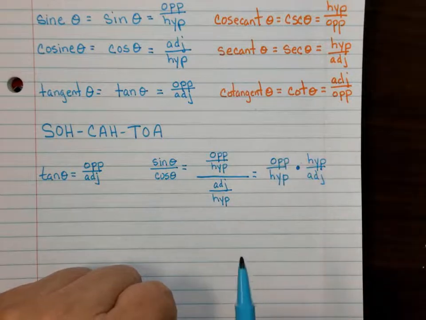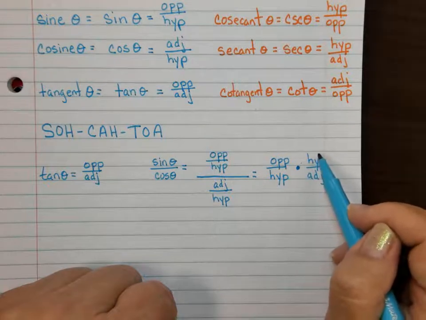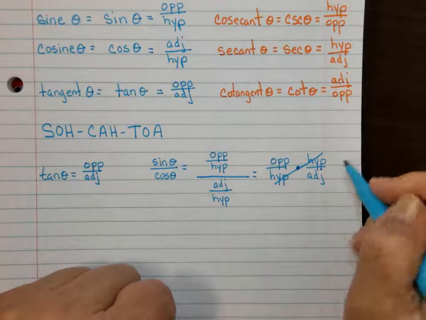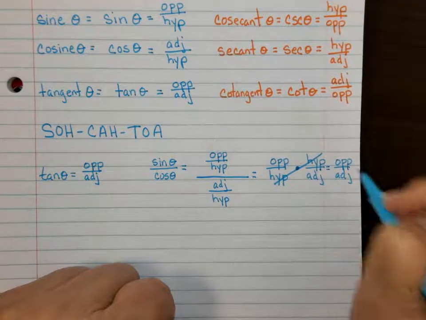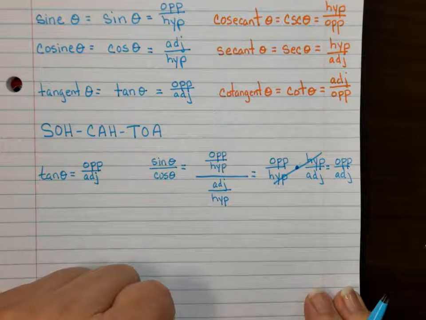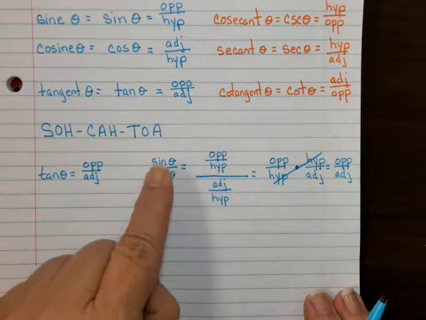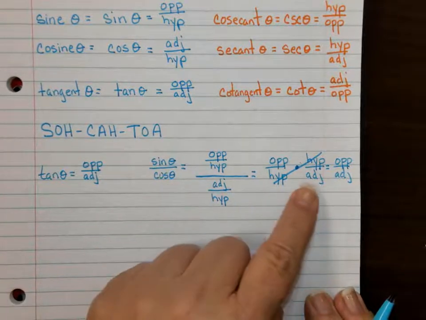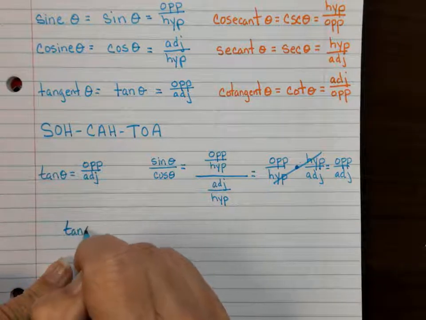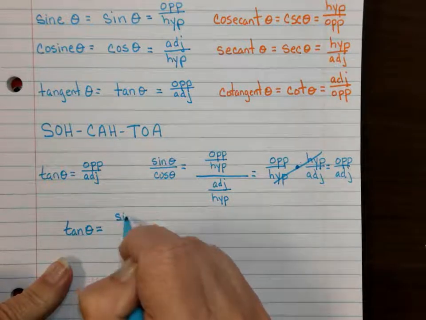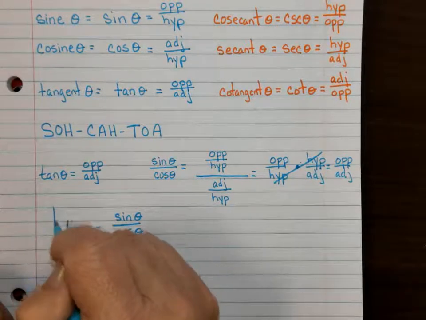Now, these came from the same triangle. So this hypotenuse and this hypotenuse, that's equivalent. So hypotenuse divided by hypotenuse is 1, right? So that just equals opposite over adjacent. So if tangent theta equals opposite over adjacent, and sine theta over cosine theta equals opposite over adjacent, then that must mean that the tangent of theta is equal to the ratio of sine theta over cosine theta.